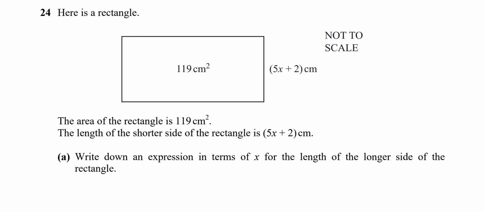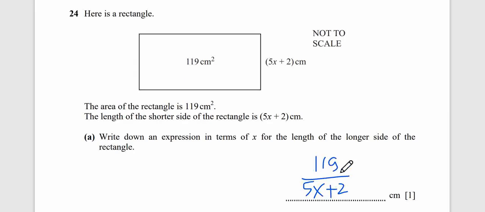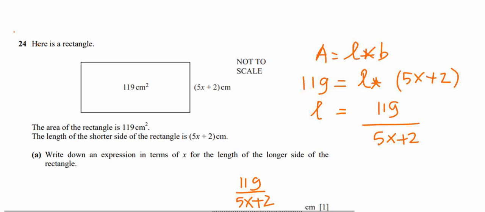Alright, let's open up the answer. So here we go. This is our answer: 119 over 5x plus 2. How does it work? We have area equals length times breadth, and the area is 119. The length is unknown. The breadth is 5x plus 2.